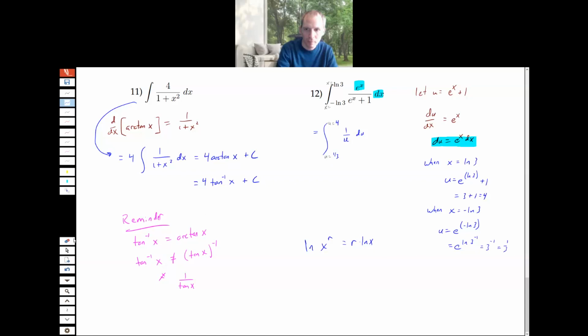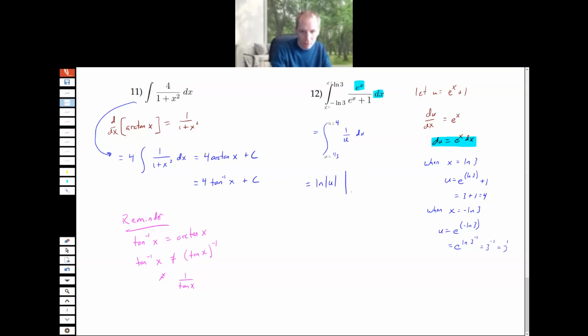Okay, let me erase this log rule here, so I don't get myself confused. And let's go ahead and integrate. Now I'm integrating 1 over u du. I know that the derivative of natural log of x is 1 over x. So when I integrate 1 over u du, I'm going to get natural log of absolute value of u. Normally I would write the plus c, but in this case I have a definite integral.